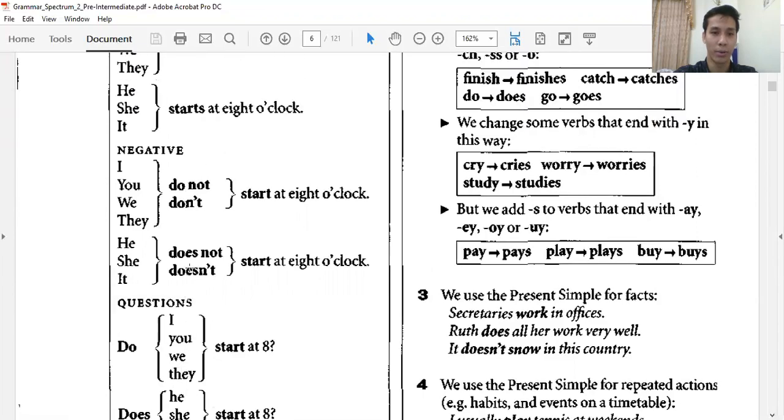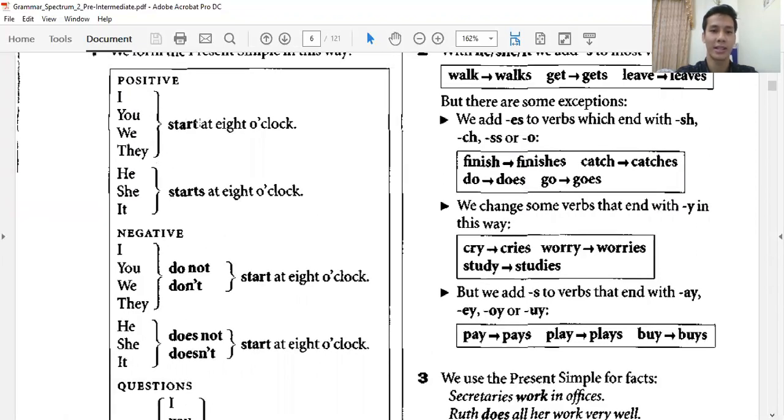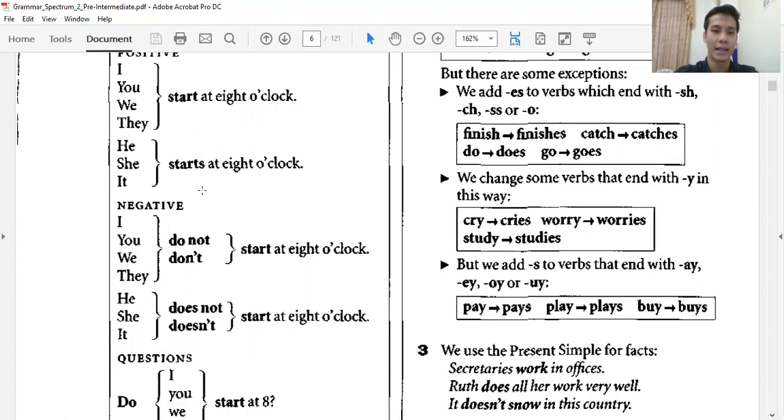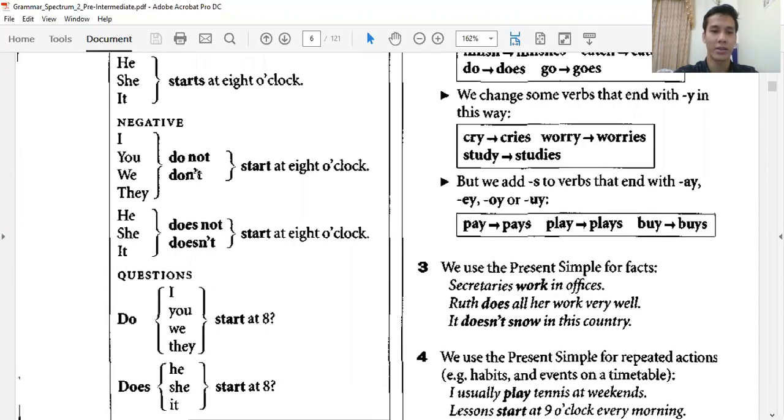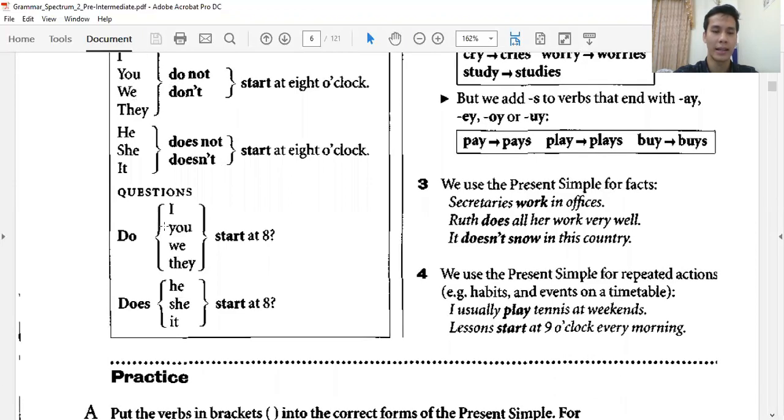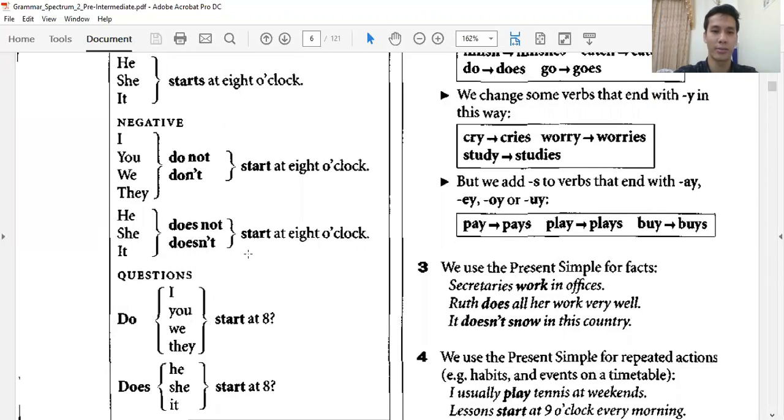So they are different. In positive, the difference is on the verb, whether we add s or es. In negative, the difference is on the auxiliary verb do or does, whether we use don't, do not, or does not. It depends on the subject here. And in questions it is also like this. Whether we use do or does, it depends on the subject also. So I hope you understand the form of the present simple.